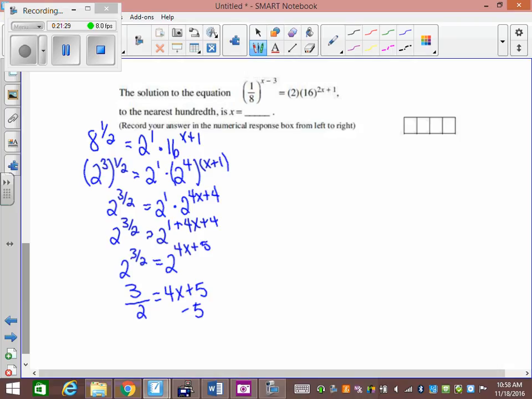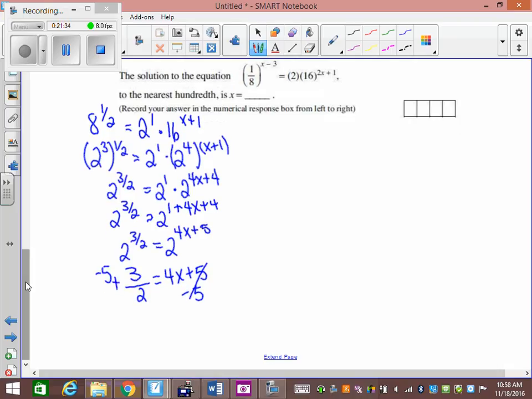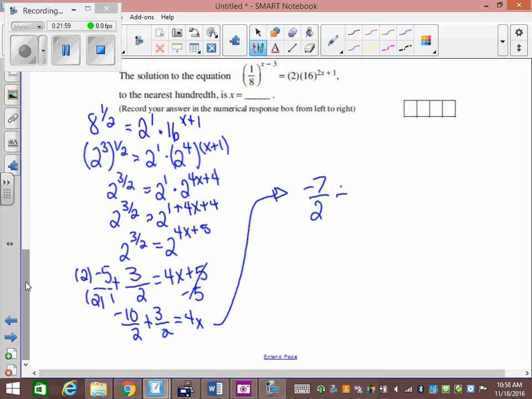Subtract my 5. When I subtract 5, I need to get a common denominator, right? So I'm going to make this times this by 2 over 2. This over 1. I'm going to get negative 10 over 2 plus 3 over 2 equals 4x. Negative 10 over 2 plus 3 over 2 is negative 7 over 2 divided by 4 equals x. Let's get my 4 by itself, right? Divide by 4, you multiply by a quarter.